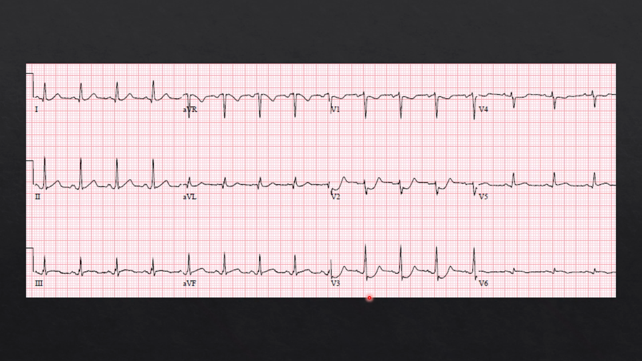the RCA. About 30 to 40% of inferior STEMIs have right ventricular involvement, and about 60% of posterior cases involve the right coronary artery as well. So it's a big player in a lot of different parts of the heart. The other 40% are typically the LCX that get the posterior wall. I think this patient actually, now that I think about it, was an LCX occlusion on their outcome.